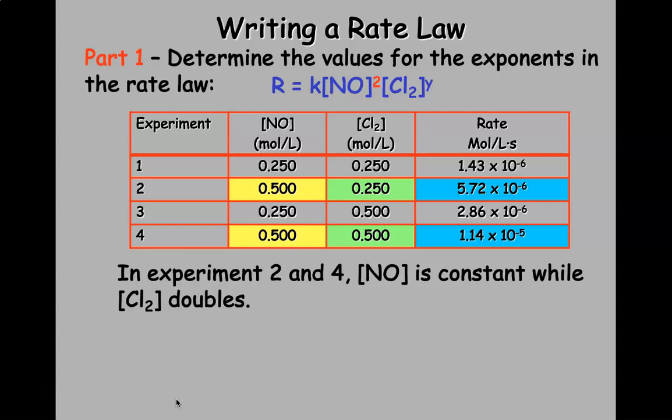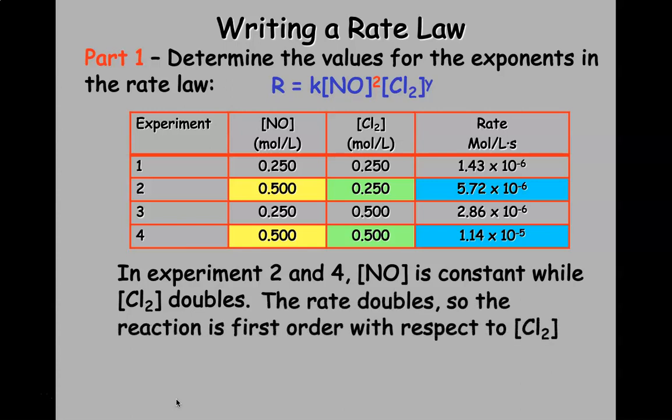Now again, ask yourself the question, what's happening to the rate? So I'll set up my equation, 2 to the y, 2 representing chlorine's concentration being doubled, y is the exponent you're solving for, equals what factor the rate is changing. Well, according to the rate column, the rate is doubling. So 2 to the y equals 2.